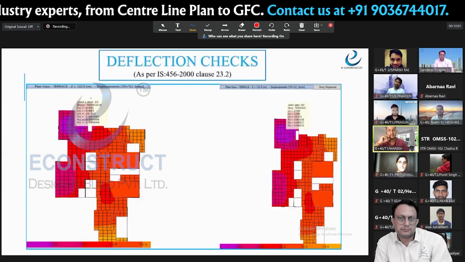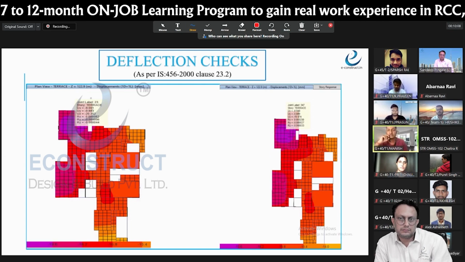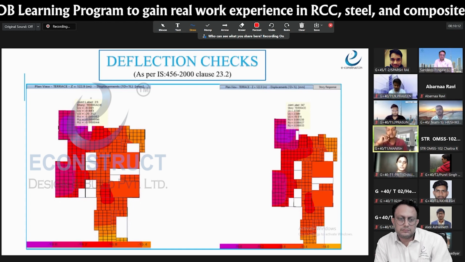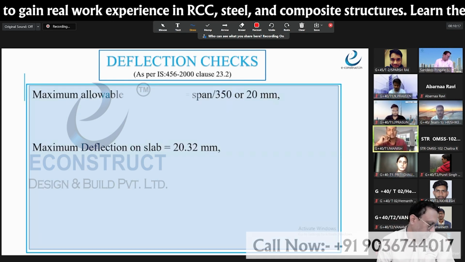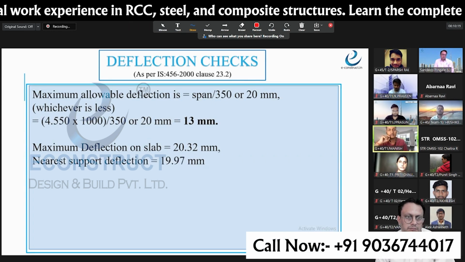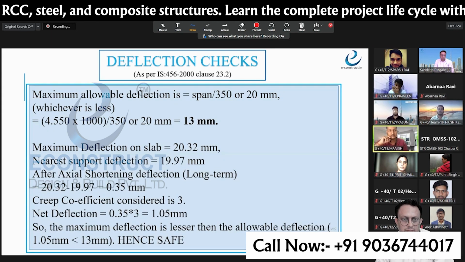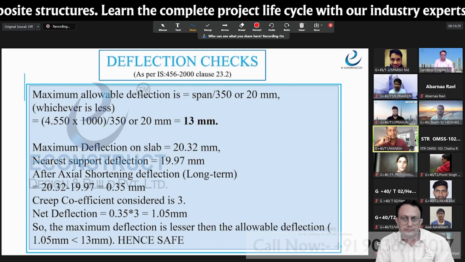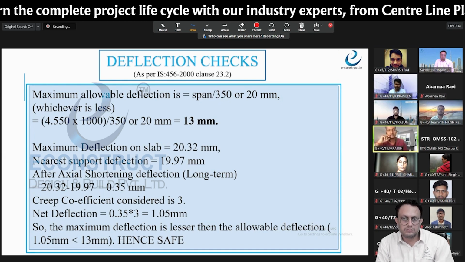And this is the deflection check for the top tower in which we got 20.35, and after that at the supports we got 19.9. After taking the creep coefficient 3, the resultant value is 1.05 mm deflection. So this is safe. Next slide, please.